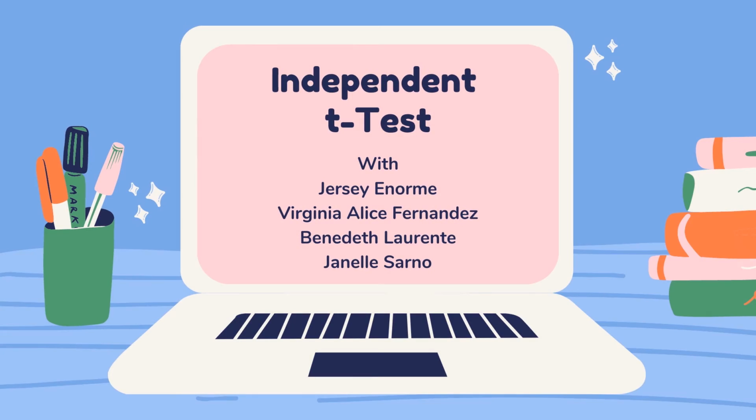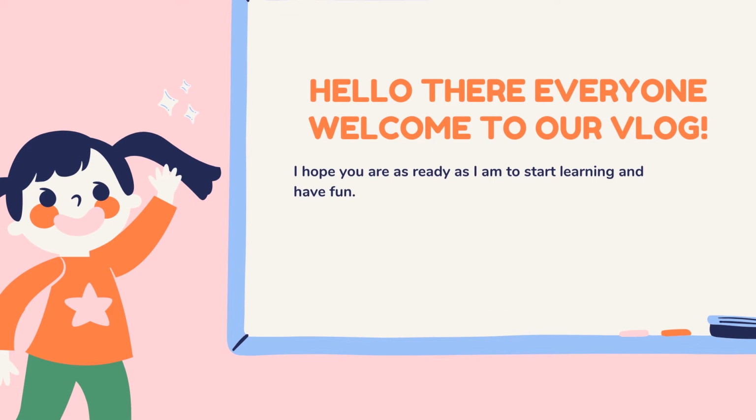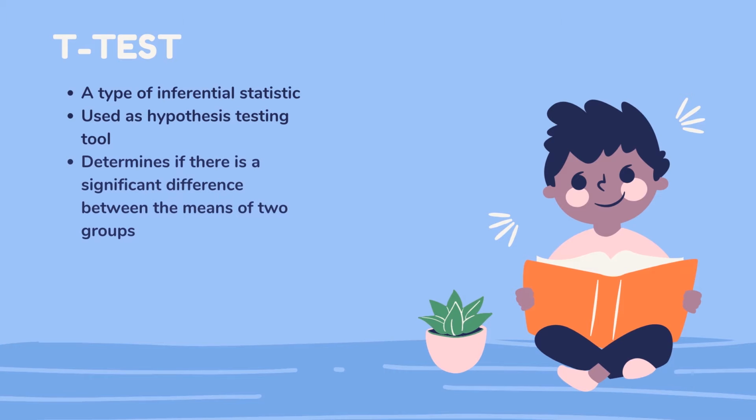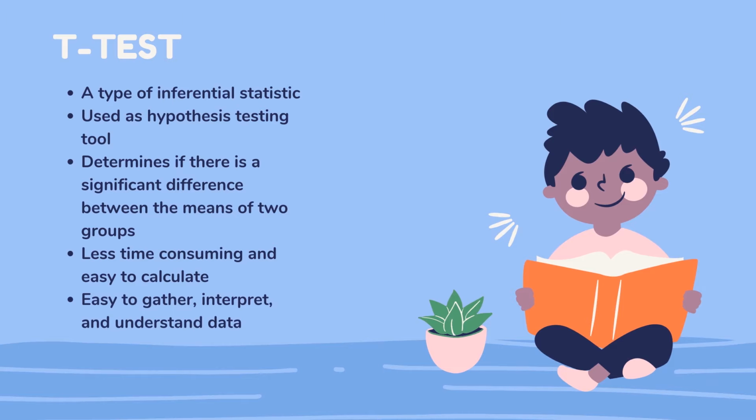Hi there! Here you will learn how to perform the independent t-test. Welcome to our vlog. I hope you are as ready as I am to start learning and have fun. A t-test is a type of inferential statistic used to determine if there is a significant difference between the means of two groups, which may be related in certain features.